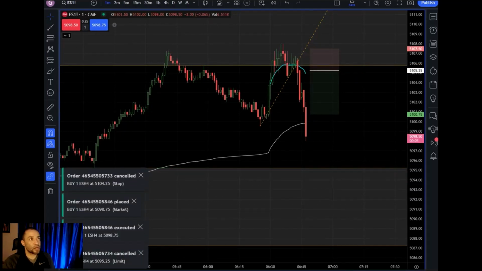A very simple setup. I identified a resistance area on the 1-hour time frame before the market opened. And I let everybody know in the Discord that I would be looking for short setups in that area if they were very convincing. And this one for me was very convincing. Let's actually just go to the chart on that one.